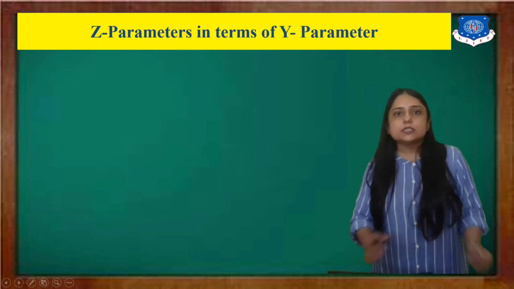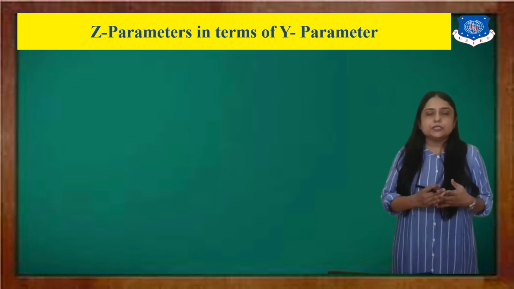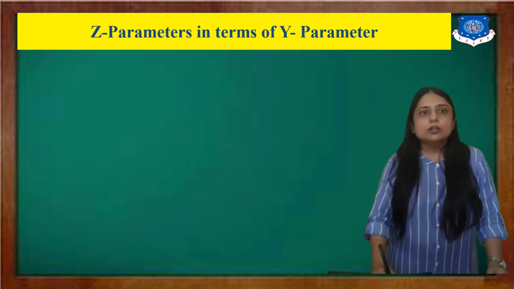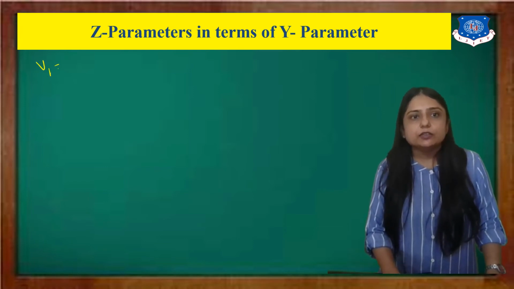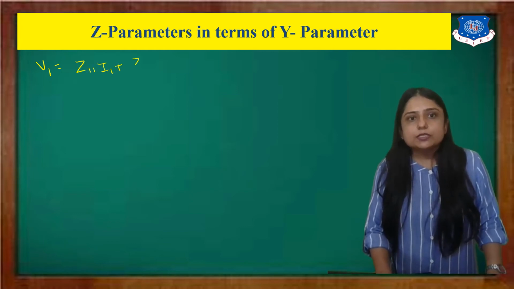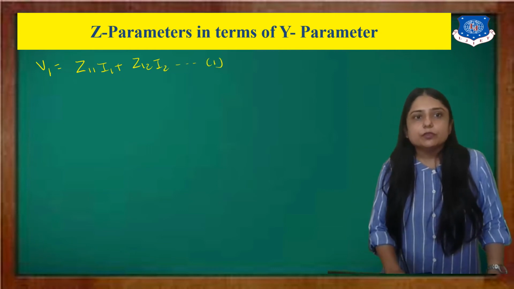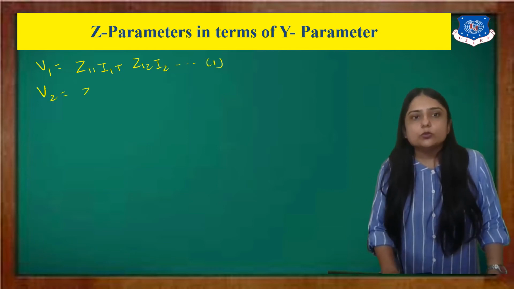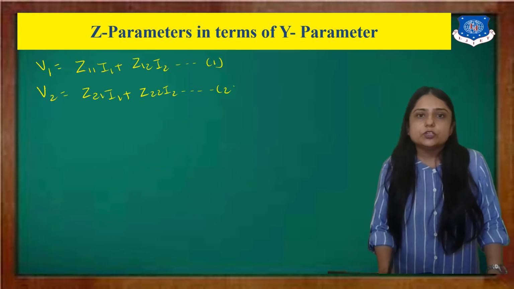Now next we will discuss the z parameter in terms of the y parameter. So what I'll do is write down the equation of the z parameter, that is V1 equal to Z11 into I1 plus Z12 into I2. This is my equation 1. V2 equal to Z21 into I1 plus Z22 into I2. This will become my equation 2.